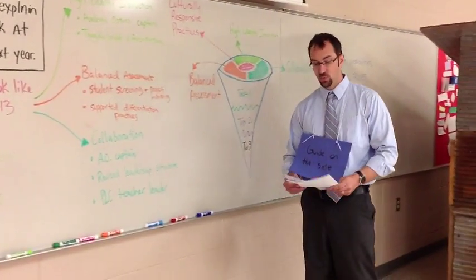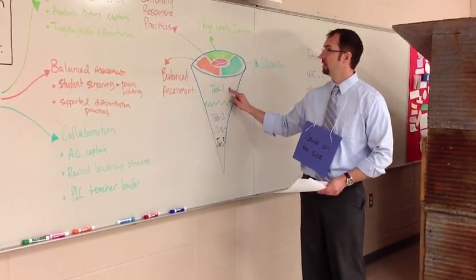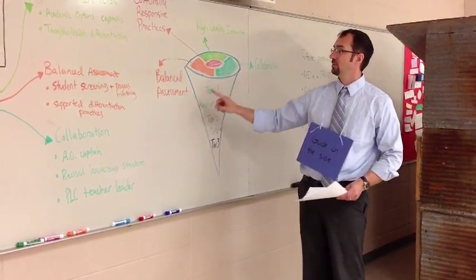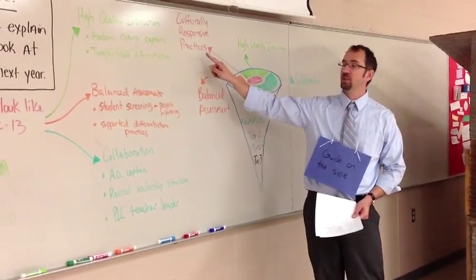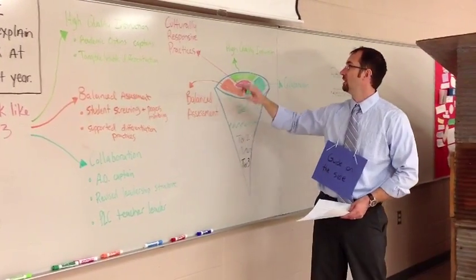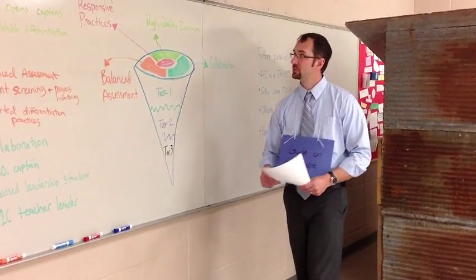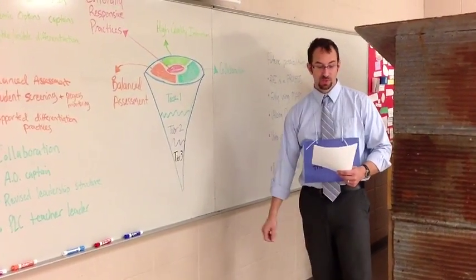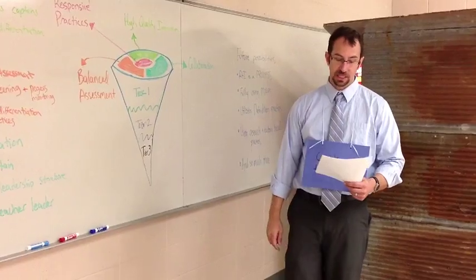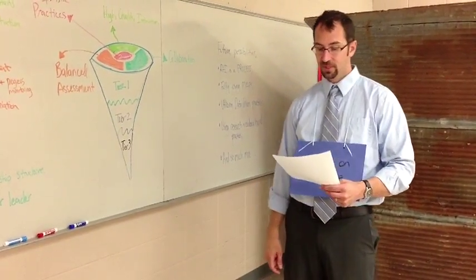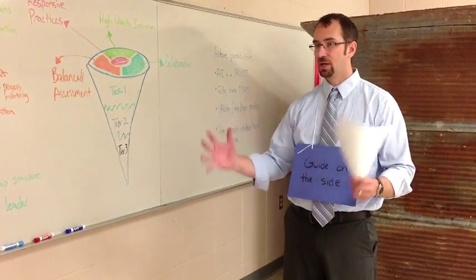Okay, let's move on. We're still in Tier 1. We've talked about collaboration, balanced assessment, we've touched on culturally responsive practice, now we're going to move to high quality instruction. High quality instruction means, as DPI defines it, we respond to individual differences in the learning community. Well, that's kind of broad.